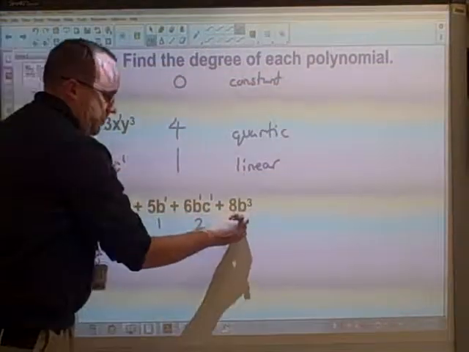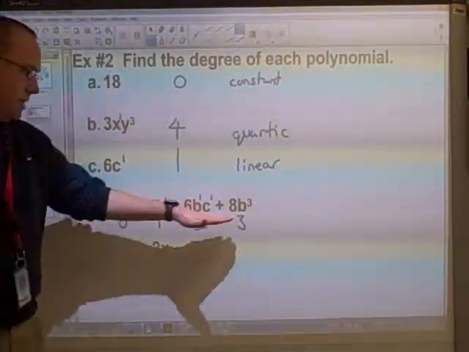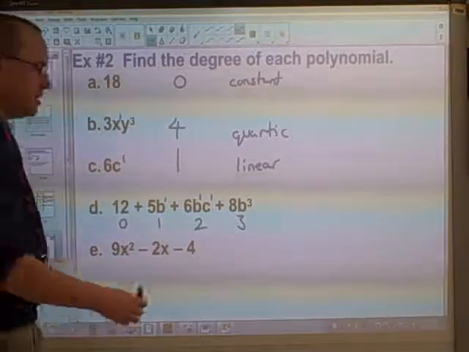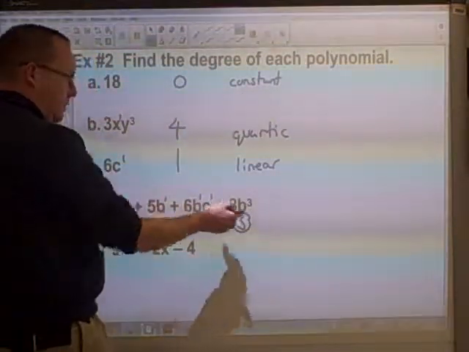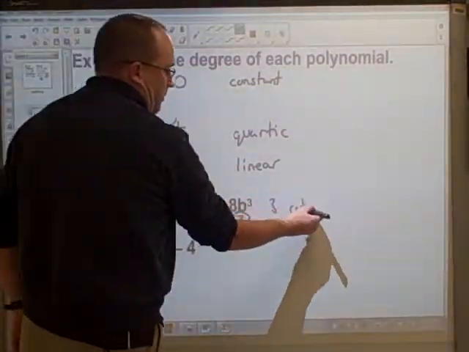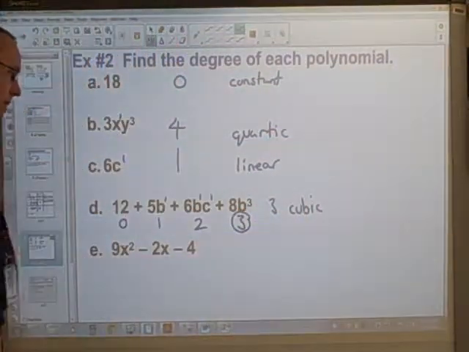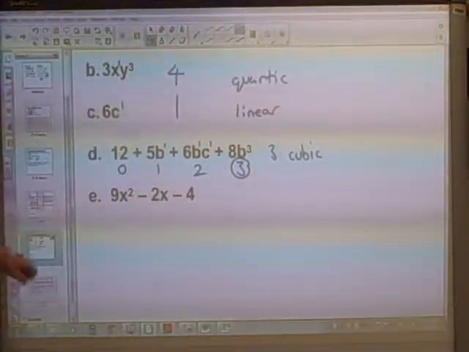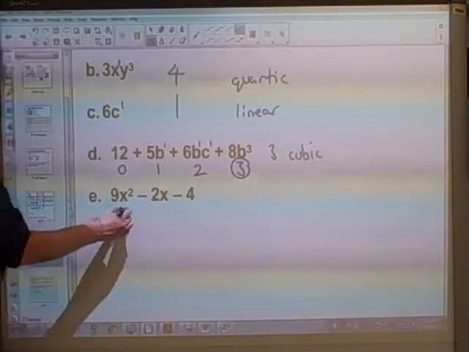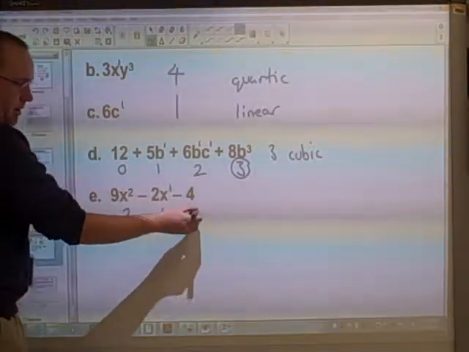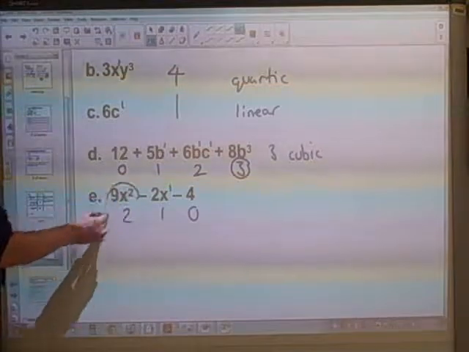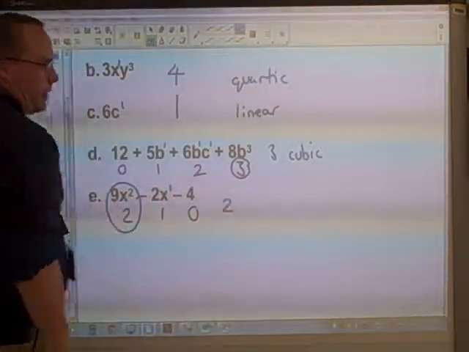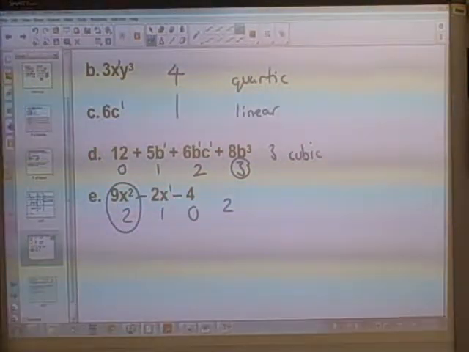And our last one has 3. Once again, don't just add all these together, look which is the highest of all these, which is 3. So our degree for this one is 3, and the word for something with a degree of 3 is a cubic, just like this is b cubed. And for E, this has a power of 2, this has a power of 1, this has a power of 0. What's the highest power? 2, and the word for that is the same one we had earlier, quadratic.